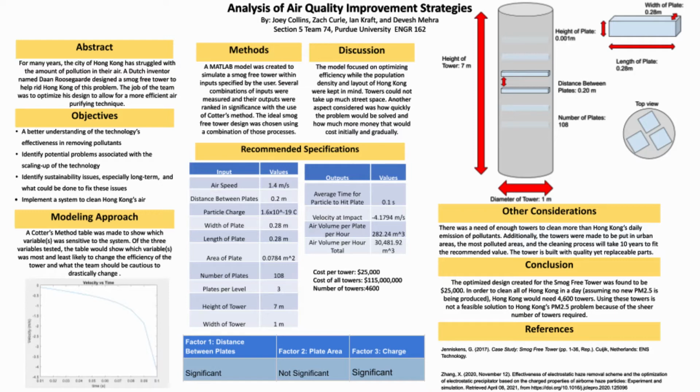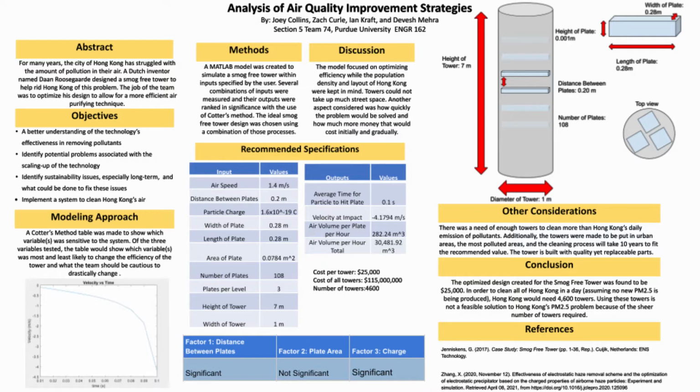To recap the situation, the team was tasked in finding a model that would optimize a smog-free tower designed by the Dutch inventor Dan Rosengart. The given design consisted of a system of numerous metal plates which had a current applied to them to generate an electric field. This field helped clean the dirty air using electrostatic precipitation. An internal air and particle movement system would bring the pollutants to a temporary storage while the clean air would be directed out of the purifying system.